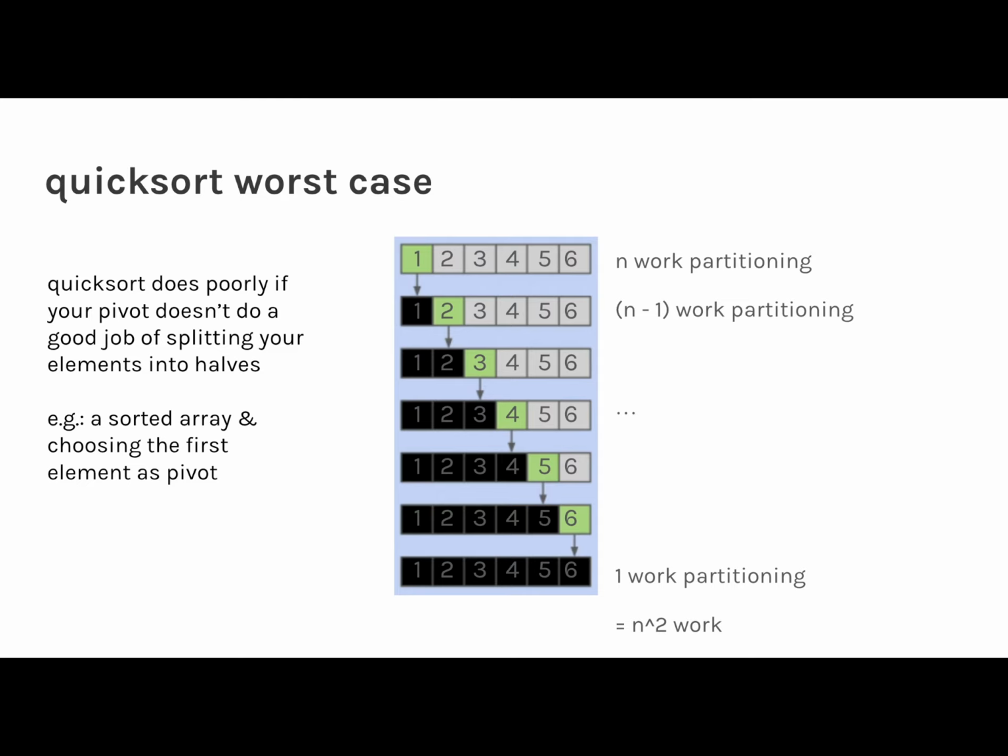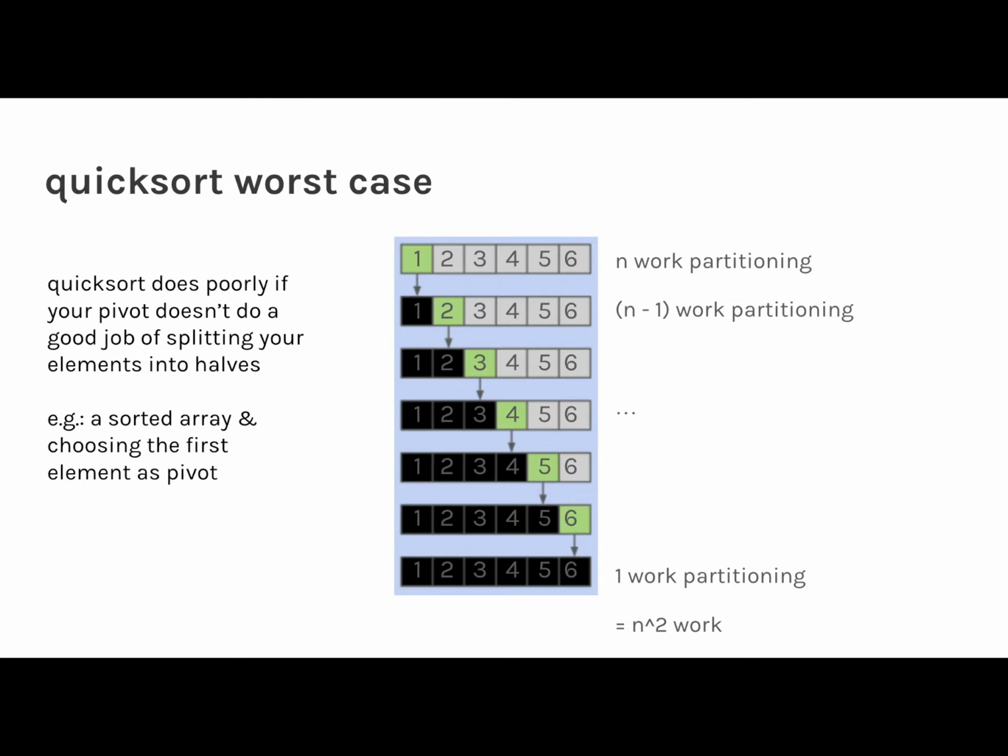There is a worst case, though, for quicksort that's actually worse than n log n. And that worst case is n squared. So when does this occur? This occurs if your pivot does a really bad job of splitting your elements into halves. This has to be pretty extreme because you don't need to have perfect halves. If it's log base 2 n or log base 1.5 n, that doesn't matter asymptotically.